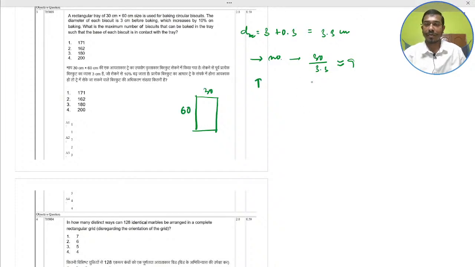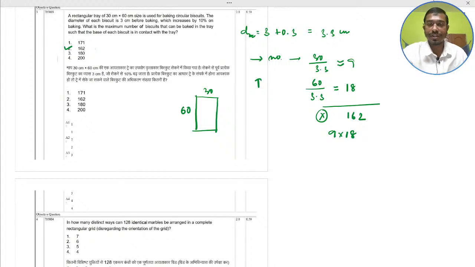So the number of biscuits along the 60 is 60 divided by 3.3, approximately 18. So the total number of biscuits is the multiplication of these two, 9 into 18, so 162. Answer 2 would be the correct, 162. Next question.